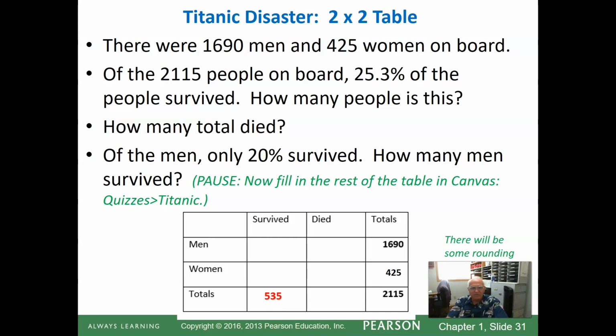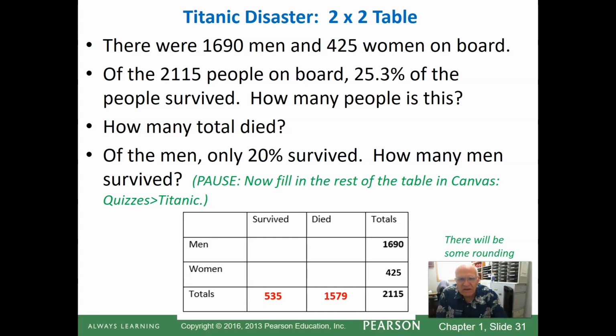I need to back up just a minute here. So the 25.3% is 535. That's the survivors. And we already had the men and women split out. That's how many were actually on the ship of the 2,115 people. Okay. So 535 survivors, which means by subtraction, if we take the 535 from the 2,115, we have 1,579 that died, obviously from going down in the water.